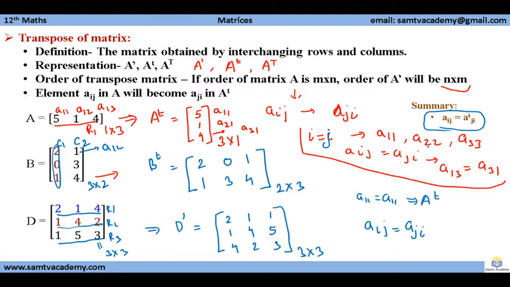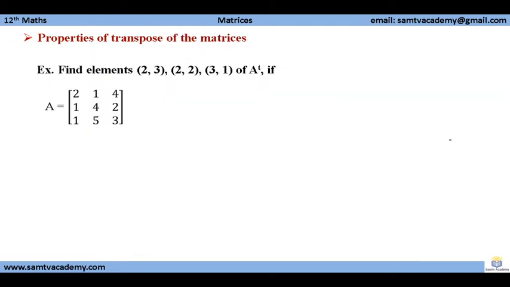Okay, let's see the next example and what it is saying. It is about properties of transpose. First, find the elements a23, a22 and a31 of A transpose. Here we will find the elements of A transpose. As we know, in A transpose, aij will be equal to aji. So as the first element, what element do we want to find?